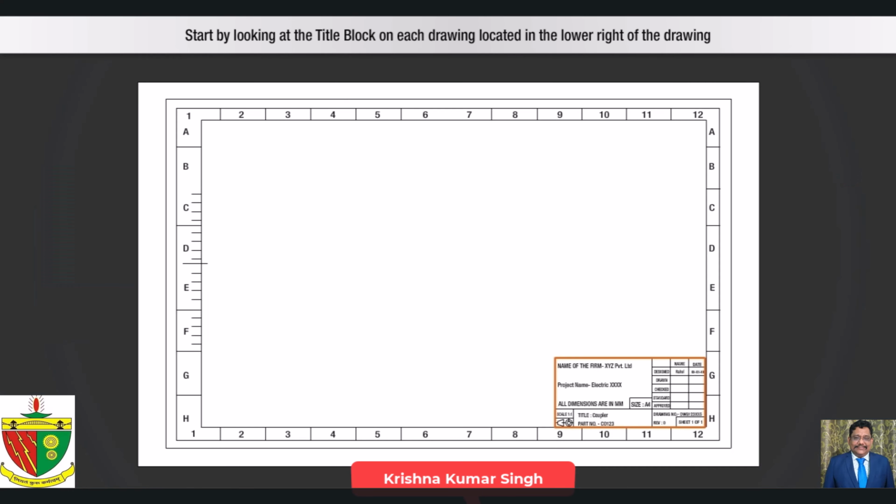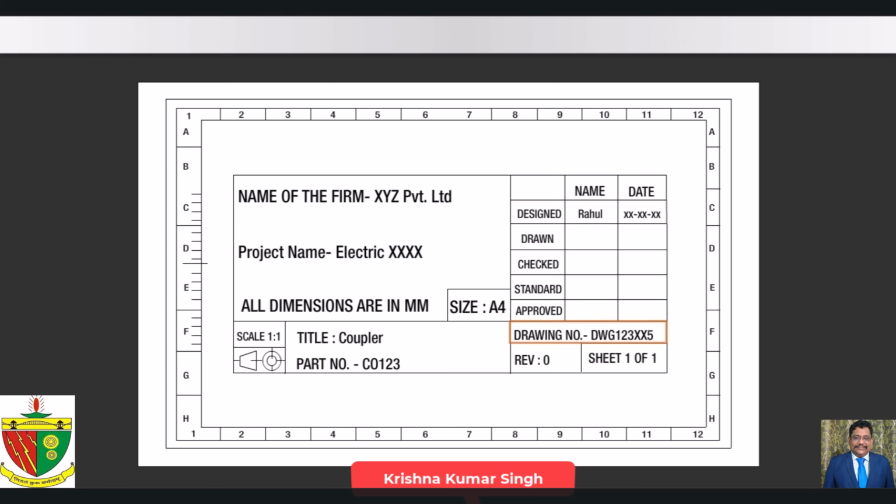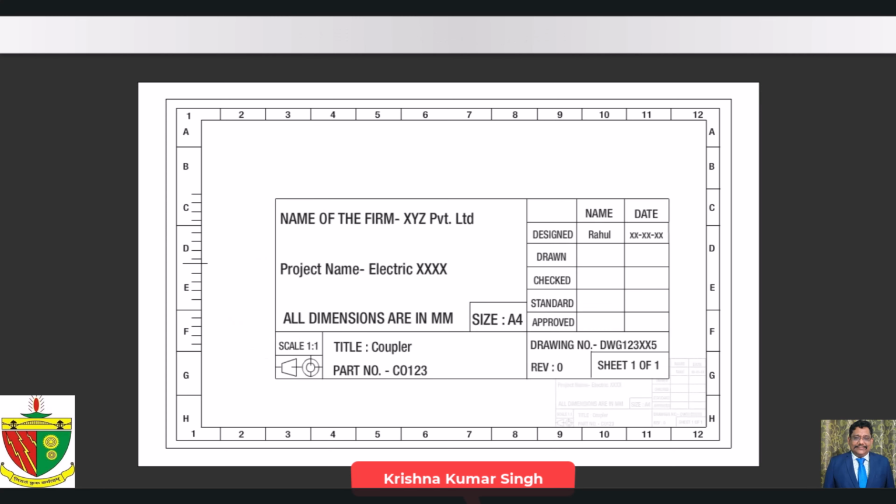Start by looking at the title block on each drawing, located in the lower right of the drawing. The title block contains the designer's name in the case of a manufacturing drawing, or the architect in the case of a civil drawing, the drawing number, project name, part number, and the scale of the drawing. This will help you understand what you are looking at.